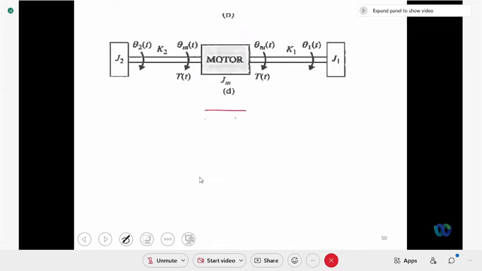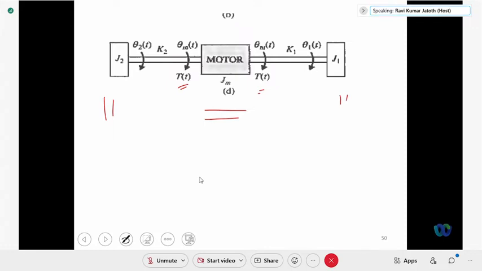This is a motor. To the motor, you have two loads at both the sides. So the motor torque is T of t. Right. Motor is an electromechanical system. Input is electrical energy, output is mechanical energy or angular displacement, right? So when you switch on the motor, the electrical energy is converted into rotational energy. So that is T of t, and the angular displacement of the motor is theta m of t.